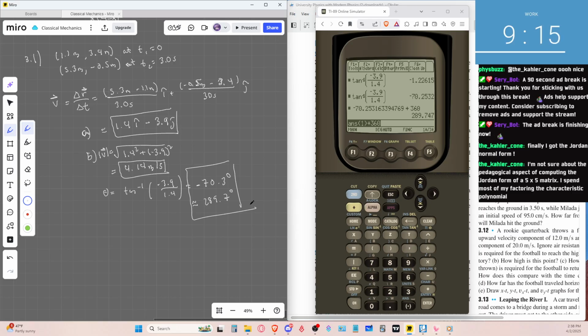I'm not sure about the paradoxical aspect of computing the Jordan form of a 5x5 matrix. I spend most of my time factoring characteristic polynomials. Well, that's how it be sometimes.